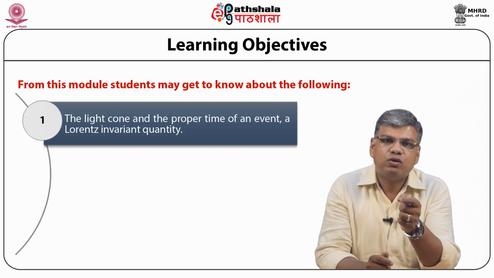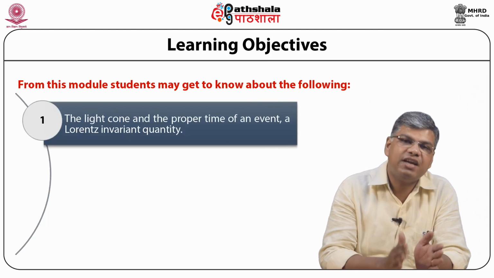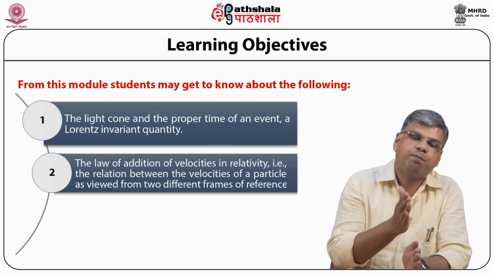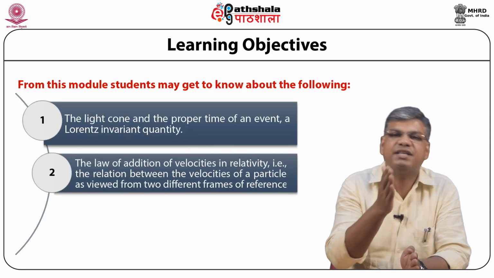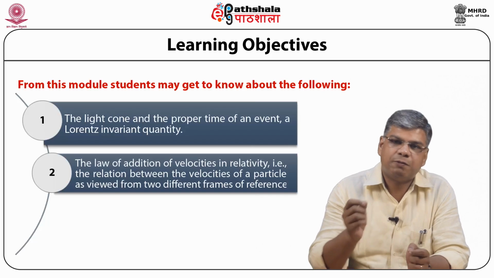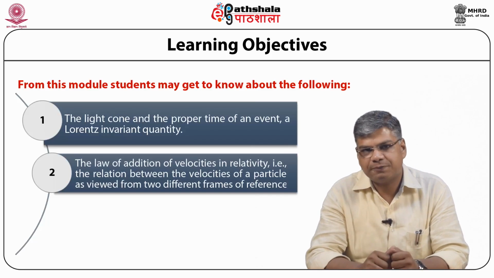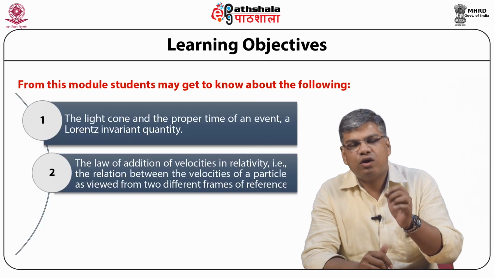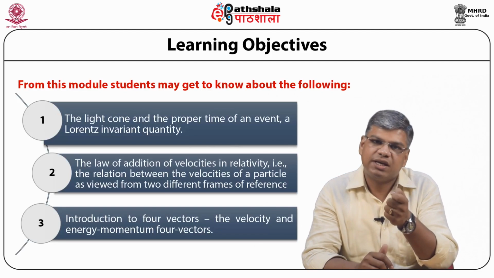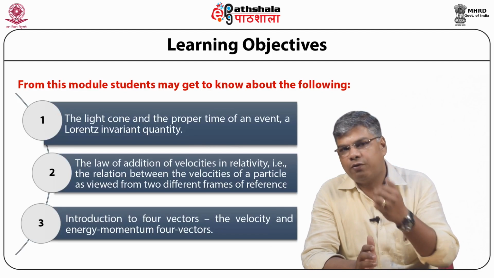1. The light cone and the proper time of an event is a Lorentz invariant quantity. Secondly, we'll study the law of addition of velocities in relativity, that is, the relation between the velocities of a particle as viewed from two different frames of reference. Then we will study the introduction of the four vectors, the velocity and the energy momentum four vectors.